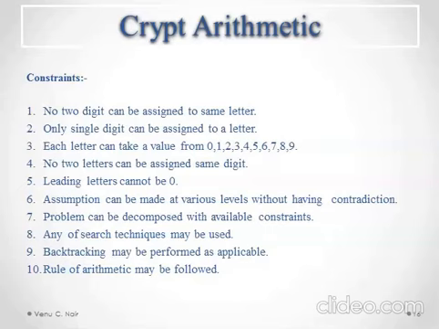Then backtracking we must use, because crypt arithmetic is a trial and error method. So if one value is not matching, we have to discard that and try with another value, which is the basic of backtracking. We are redoing some of the steps with some other values. So backtracking is allowed here. Then rule of arithmetic must be solved. We can have addition, multiplication, division, or subtraction, anything. With the rule of mathematics, we can do this arithmetic or solve these problems.